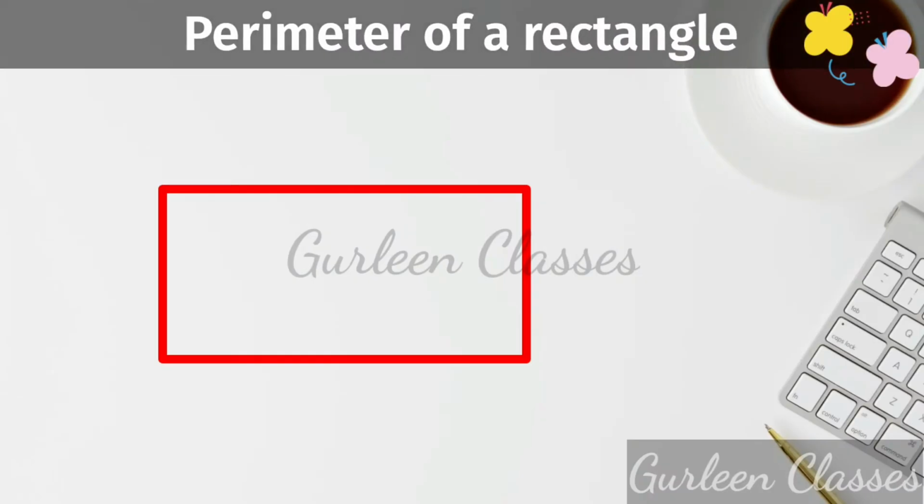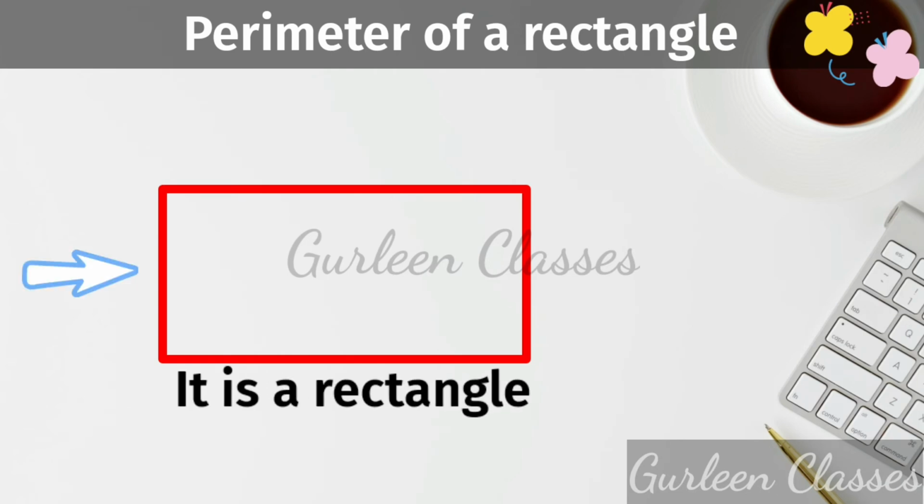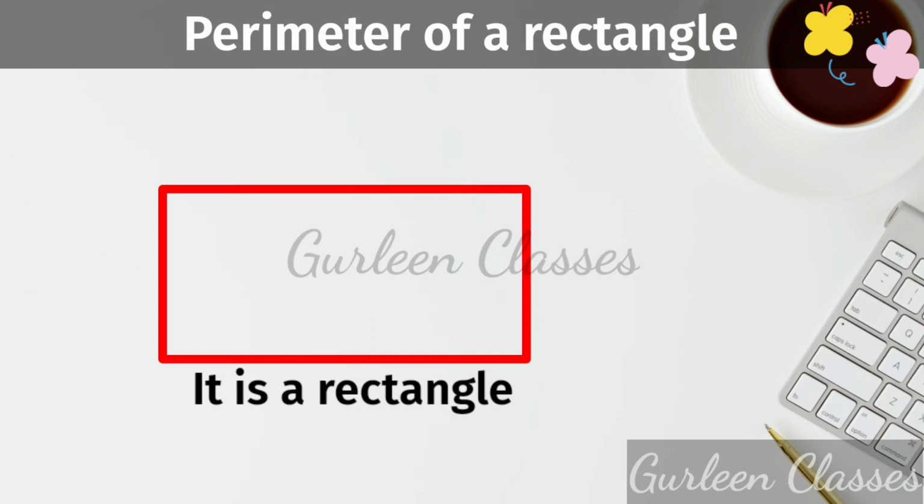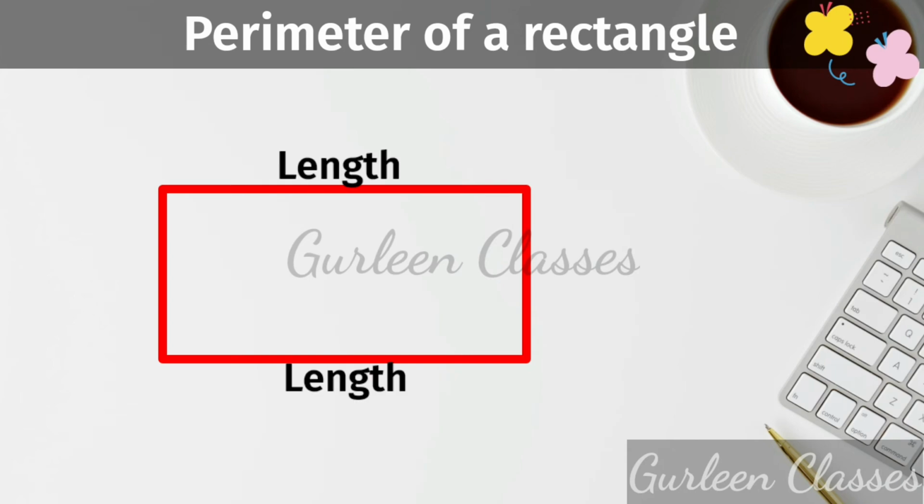Last topic for today, perimeter of a rectangle. So students, look at the figure drawn. What is this? It is a rectangle. A rectangle is a closed figure that has equal opposite sides and each angle is of 90 degrees. The longer side of a rectangle is known as length and the shorter side is known as breadth of the rectangle.